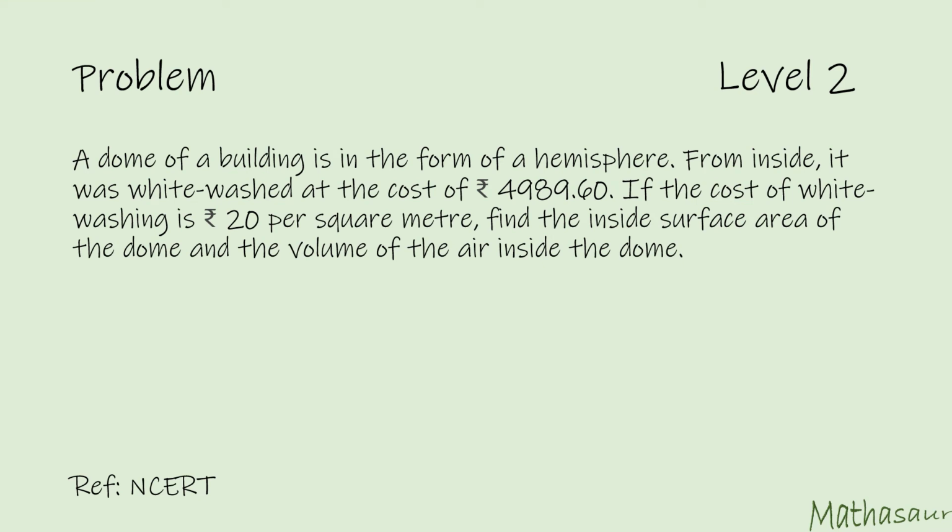Let us look at another problem. A dome of a building is in the form of a hemisphere. From inside, it was whitewashed at the cost of 4,989 rupees and 60 paise. If the cost of whitewashing is 20 rupees per square meter, find the inside surface area of the dome and the volume of the air inside the dome.